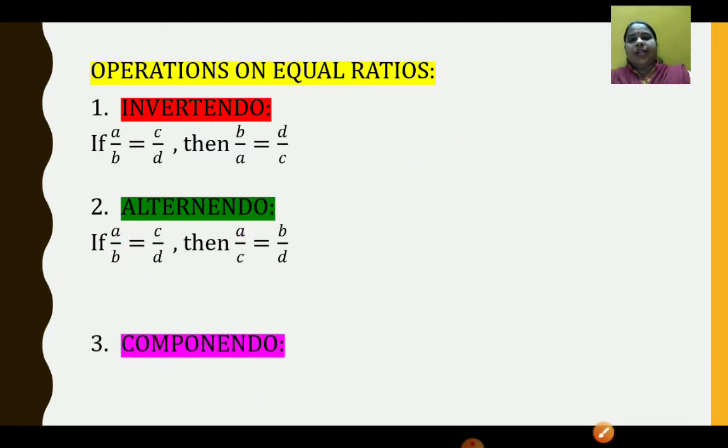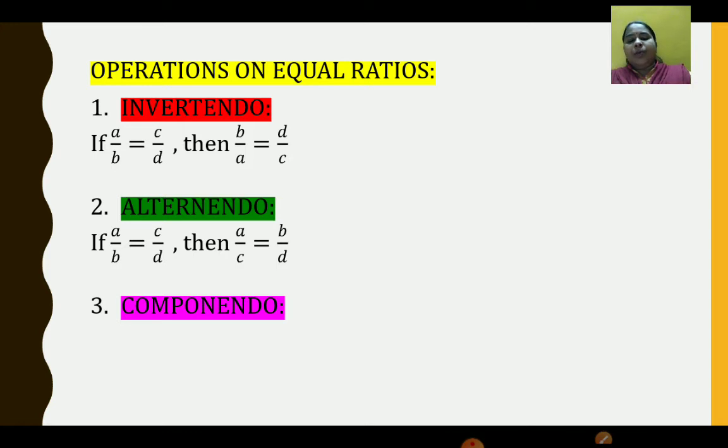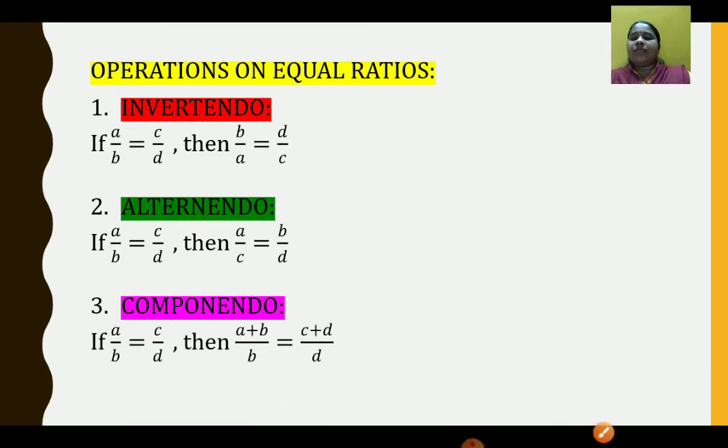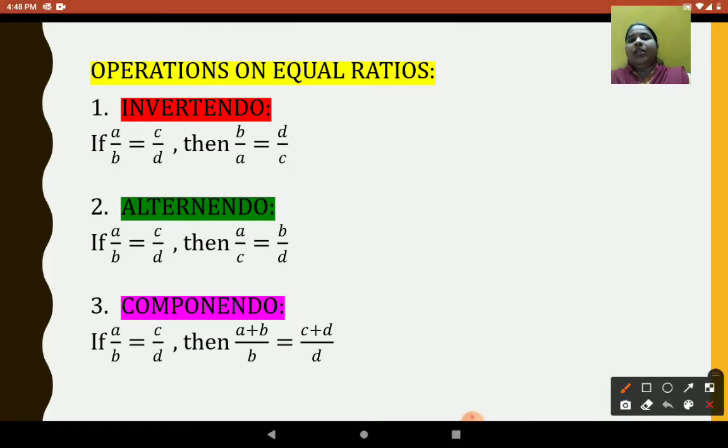Next property is componendo. Componendo, I want you to understand that it is a plus sign or addition is to be done. Okay, now where and how addition? See this. If A upon B is equal to C upon D, then A plus B upon B is equal to C plus D upon D. Don't get afraid at all. These are easy ones. It is the first time that you are seeing all this. You might find it difficult.